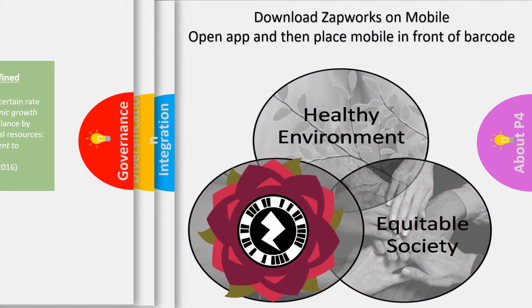Now, these PowerPoint slides are interactive, so if you download the Zapworks app on your mobile, so if you go to zapworks.com and you upload it to your mobile, and then you open up the Zapworks, and then you'll see this barcode here. If you just put your phone in front of the barcode, it will come up with more information and videos that I would like you to look at. So please interact with these PowerPoint slides. It's quite good fun.